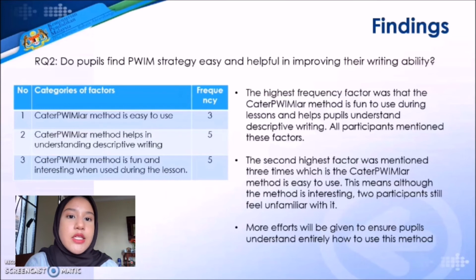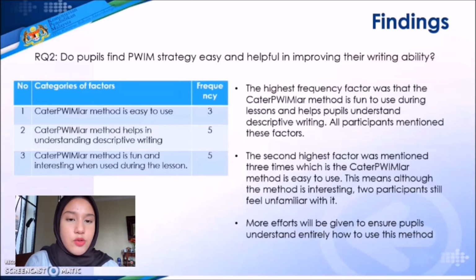The second highest factor was mentioned 3 times, which is that the caterpillar method is easy to use. This means although the method is interesting, 2 participants still feel unfamiliar with it. More effort will be given to ensure pupils understand entirely how to use this method.